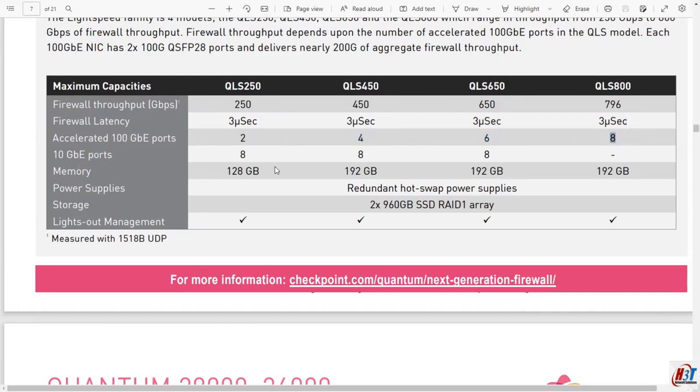10 GB ports, you have 8 on all of them, and then you have the memory, which is only 128 GB on the 250. Apart from that, all others have 192 GB. For the power supplies, you have redundant power supplies on all of them, and this is hot swappable. Then you have the storage, 2 into 960 GB SSD on all of them, and the lights out management is available on all of them.